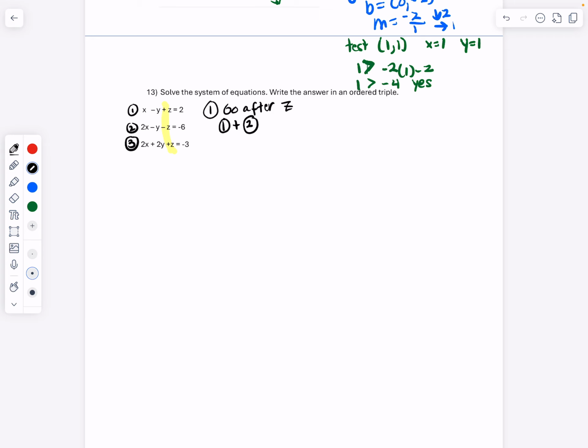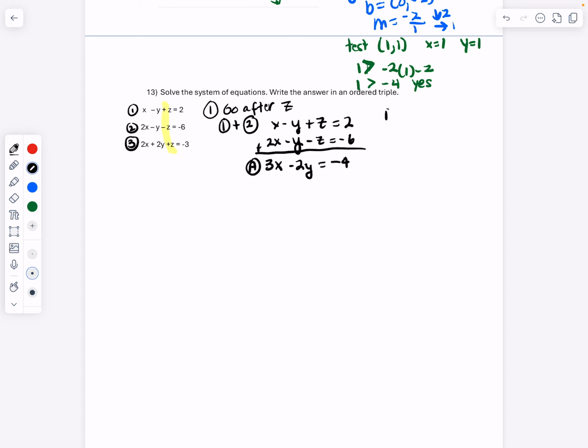Okay, so I have x minus y plus z equals 2, and 2x minus y minus z equals negative 6. So when I add these together, the z's drop off, and I get 3x minus 2y equals negative 4. Okay, I'm going to call this line A.